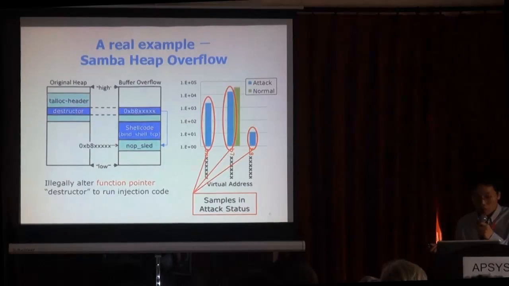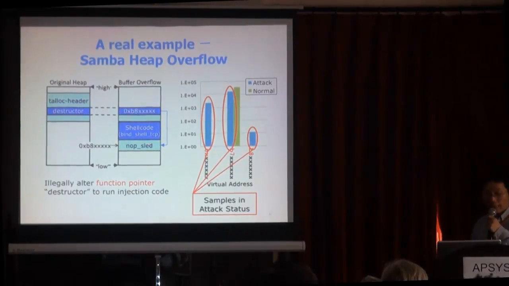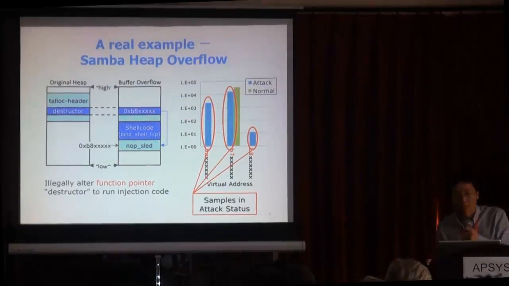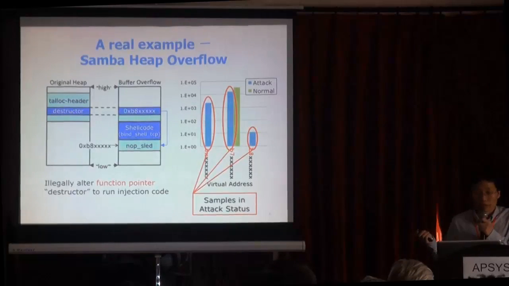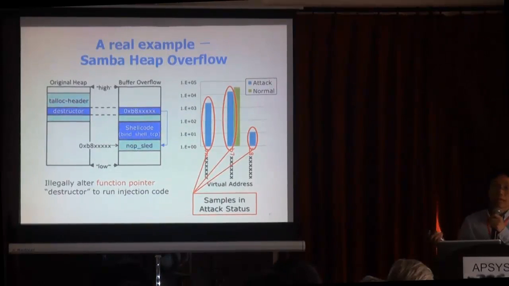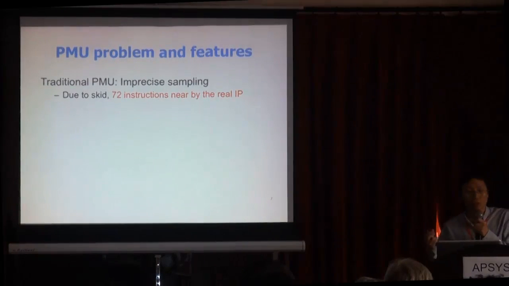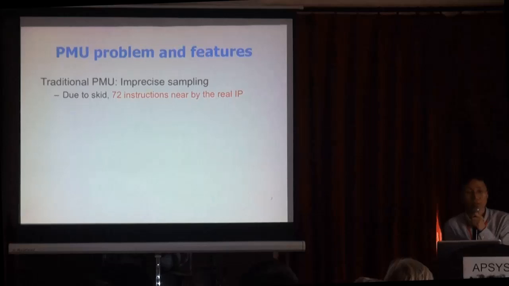So we could use this as possible evidence of attacks. In this case, we only use instruction TLB misses as evidence. Let's see what the PMU provides and what the problem is with traditional PMUs for intrusion detection.